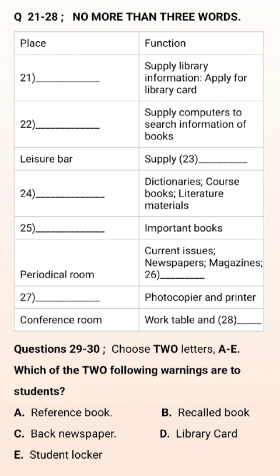There are three parts of the ground floor. The first one that we face now is the reception. It supplies library information to all visitors. As a new student, you should apply for your library card first before using the library resources.